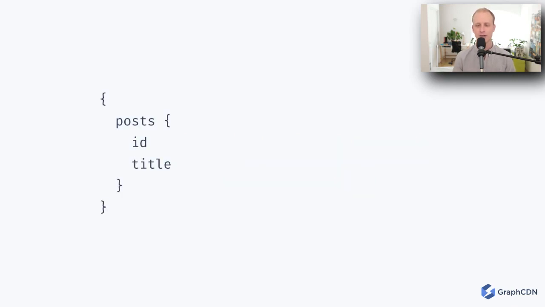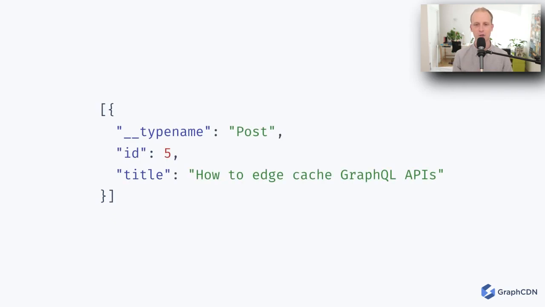If you imagine a query that fetches a list of blog posts, in this case, just their ID and title, when we look at the response to this query, it's an array that just contains the one blog post that we have right now, the post with the ID 5, how to edge cache GraphQL APIs.